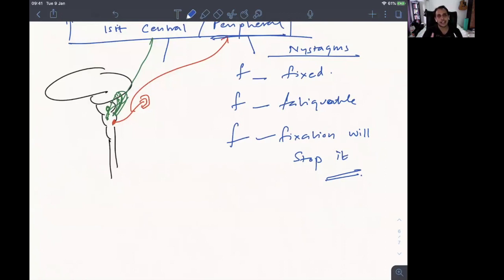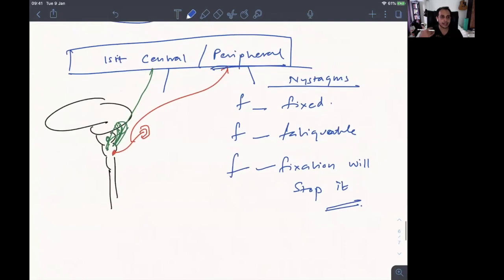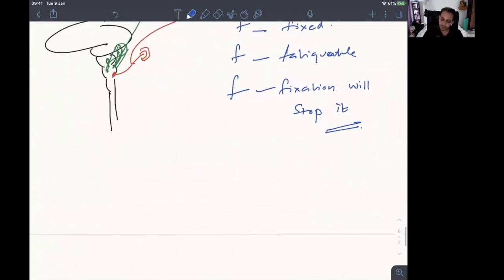And the central is opposite of all this. In a central nystagmus, the direction is not fixed, it can change. It is not fatigable, it can go on for a long time. And even if you ask the patient to fixate on one point, you cannot remove it. So the nystagmus will continue. Okay. So this is the fundamental difference between central and peripheral.